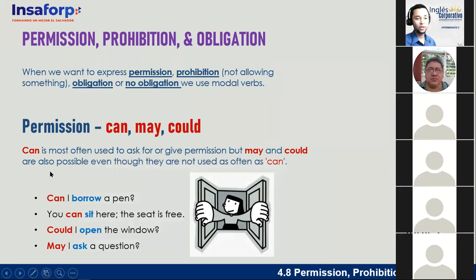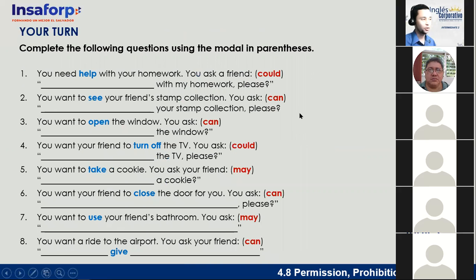So again, you use can, may, and could to ask for permission. Let's continue. We're going to do this exercise right here. Your turn. Complete the following questions using the modal in parentheses. Por el poco tiempo, vamos a tratar de hacerlo un poco más espontáneo, ¿verdad? No vamos a ir a los breakout rooms. This exercise can be a little bit more difficult, but I want you to think very carefully so you can give me the right answer.